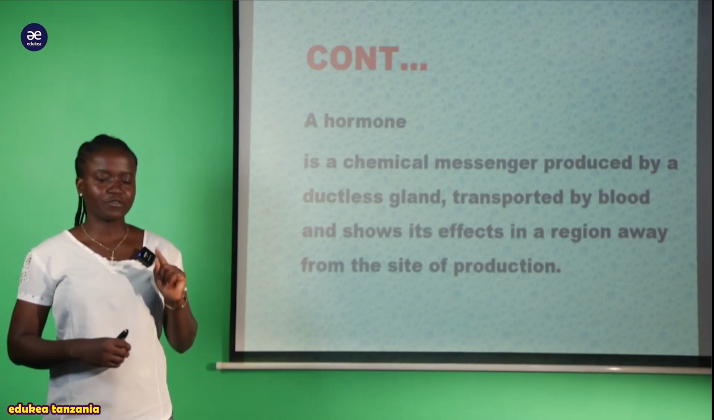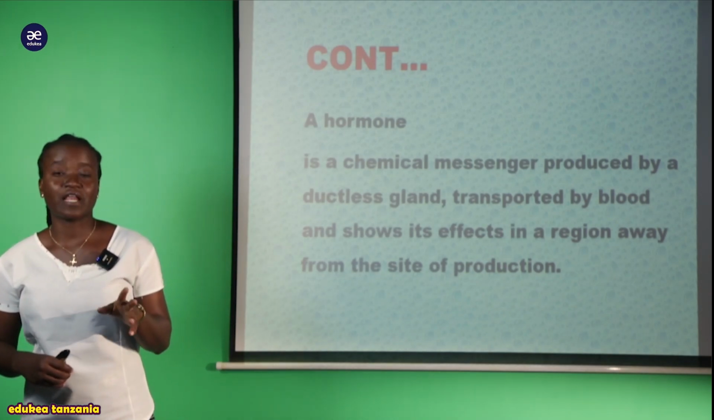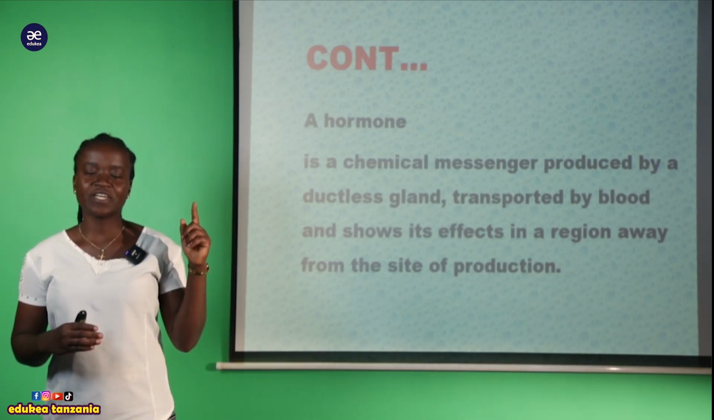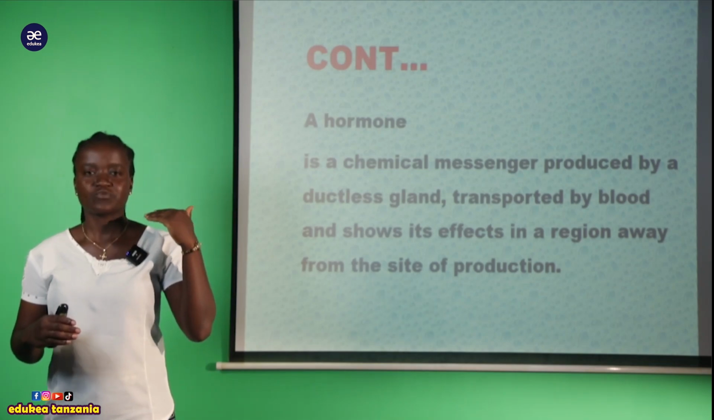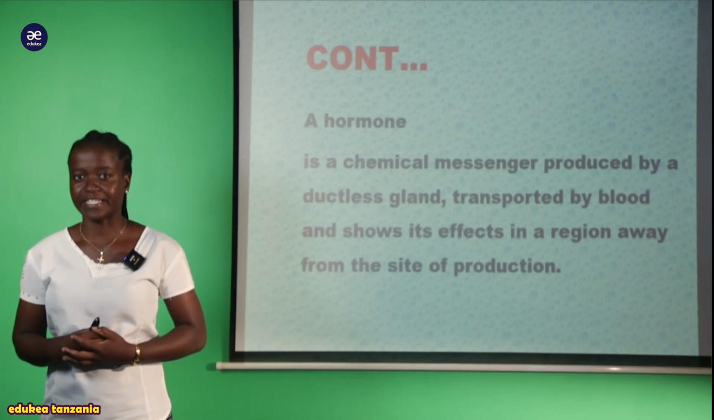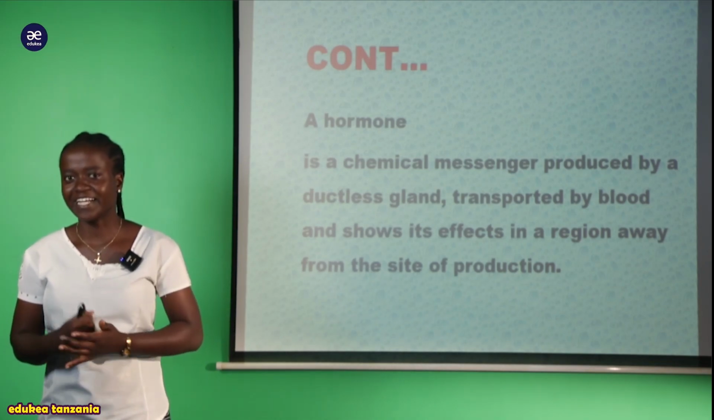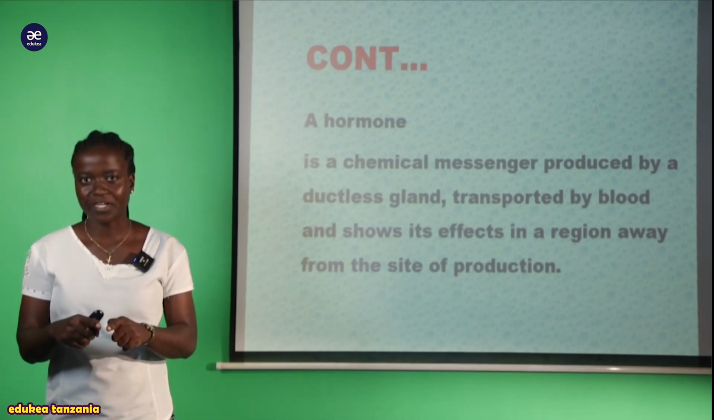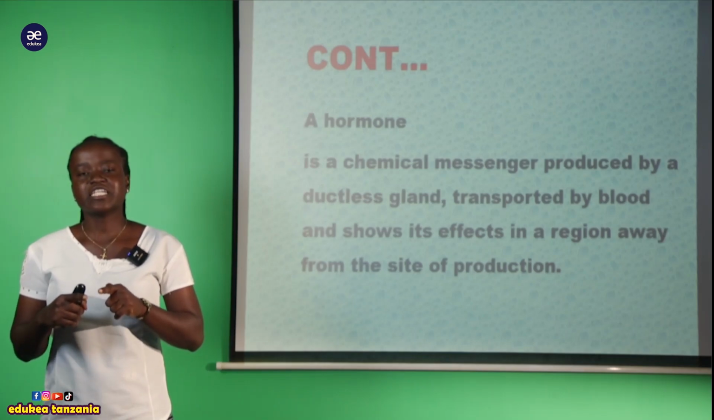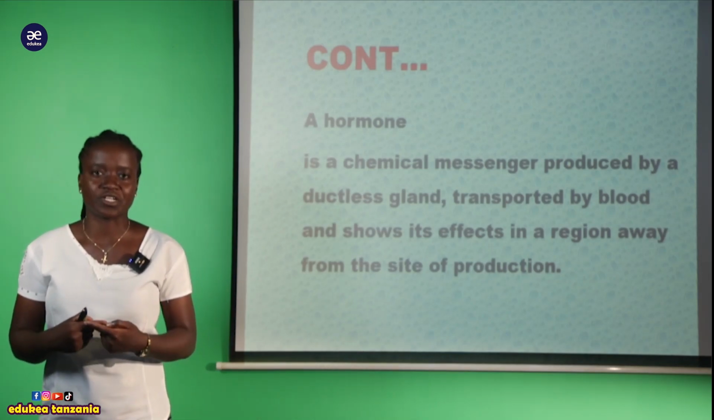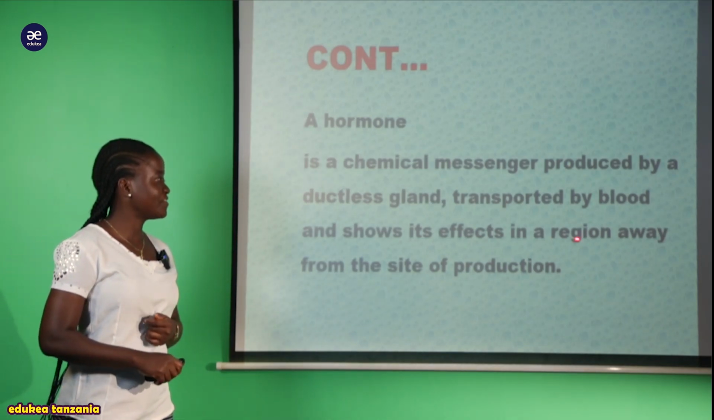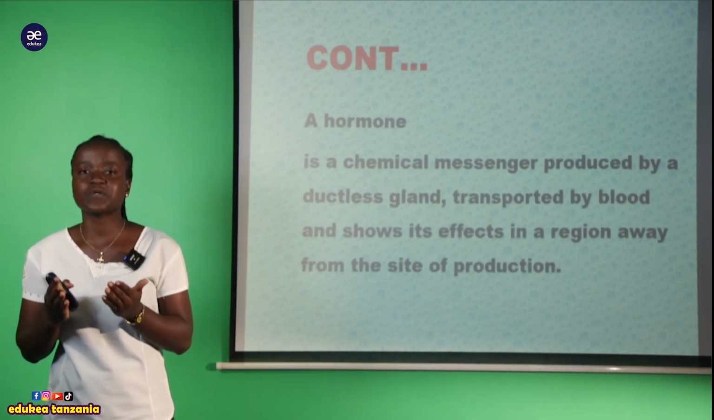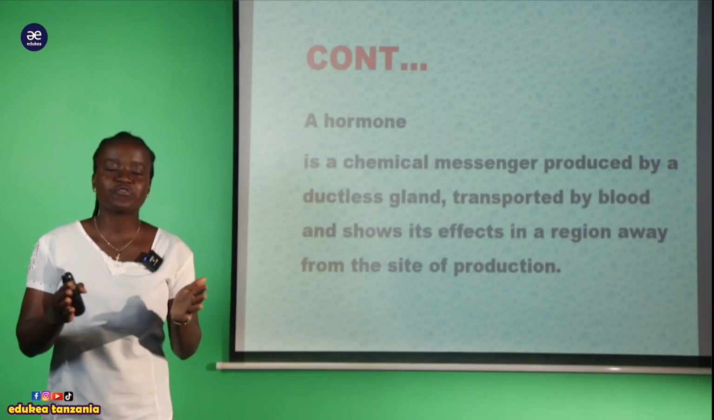But here you have to know a good example, the thyroid gland. The thyroid gland is located within the neck. The thyroid gland is an endocrine gland, and it produces thyroid hormone. The thyroid hormone produces an action, or we can say that it affects the region away from its site, because the thyroid gland is responsible for providing growth to the body.